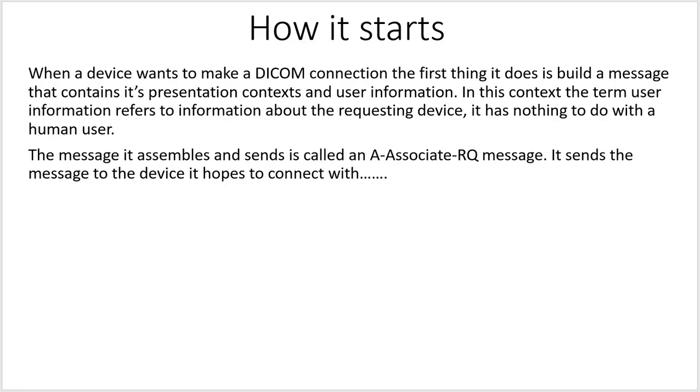So how this all gets started, how these two DICOM devices meet. When a device wants to make a DICOM connection, the first thing it does is build a message that contains its presentation context and user information. And in this context, the term user information refers to information about the requesting device. It has nothing to do with any human users. It's just the device's information. The message it assembles and sends is called an associate RQ or request message. It sends the message to the device it hopes to connect with.